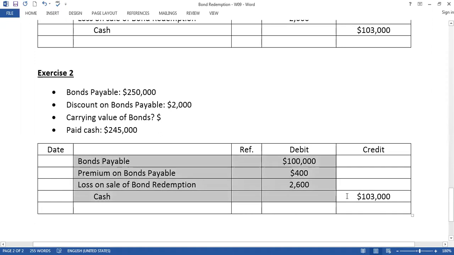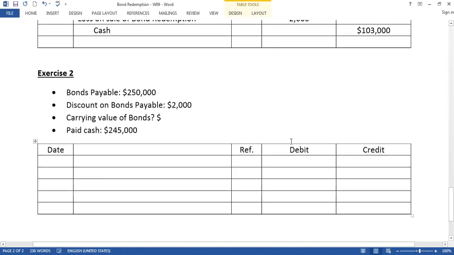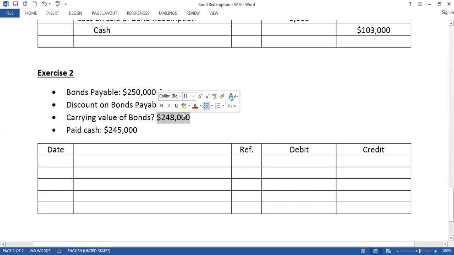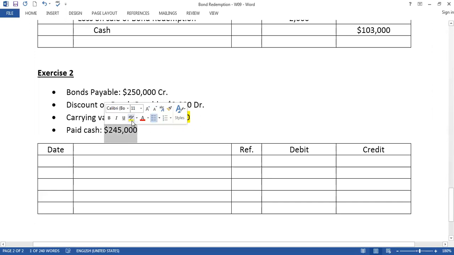Now you have to calculate the carrying value of the bond, right? We know that bonds payable has a normal balance of credit, and discount on bonds payable has a normal balance of debit. What is the relationship between credit and debit, positive or negative? It is negative, because one is debit, another is credit. So we have to do minus. The carrying value of the bond is $248,000, and you paid cash of $245,000.